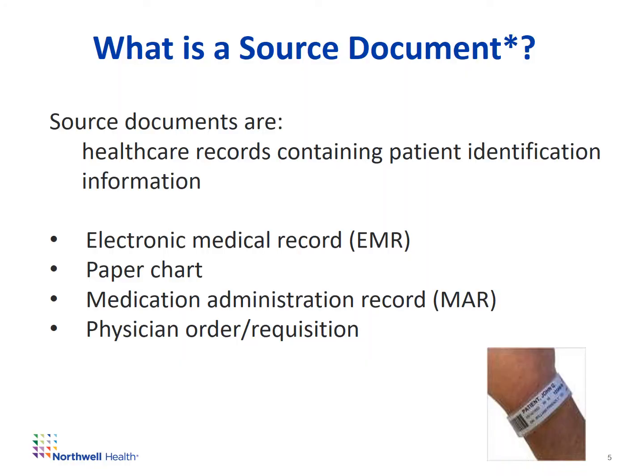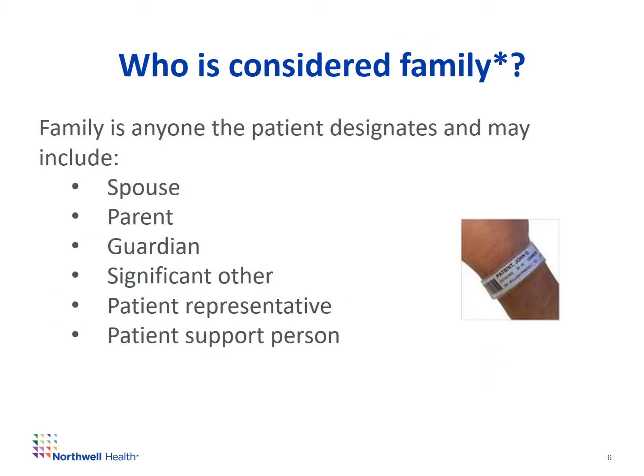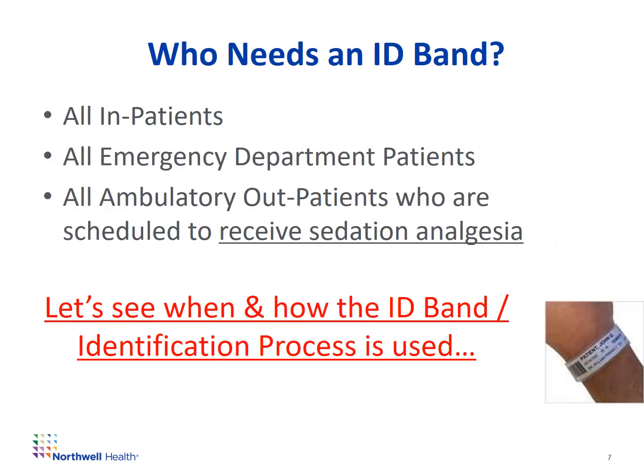Source documents are any healthcare records containing information which are actively used during patient care and treatments, such as electronic medical record, medication administration record, provider order or requisition, and food service order. Family is anyone the patient designates and may include spouse, parent, guardian, significant other, patient representative, or a patient support person.